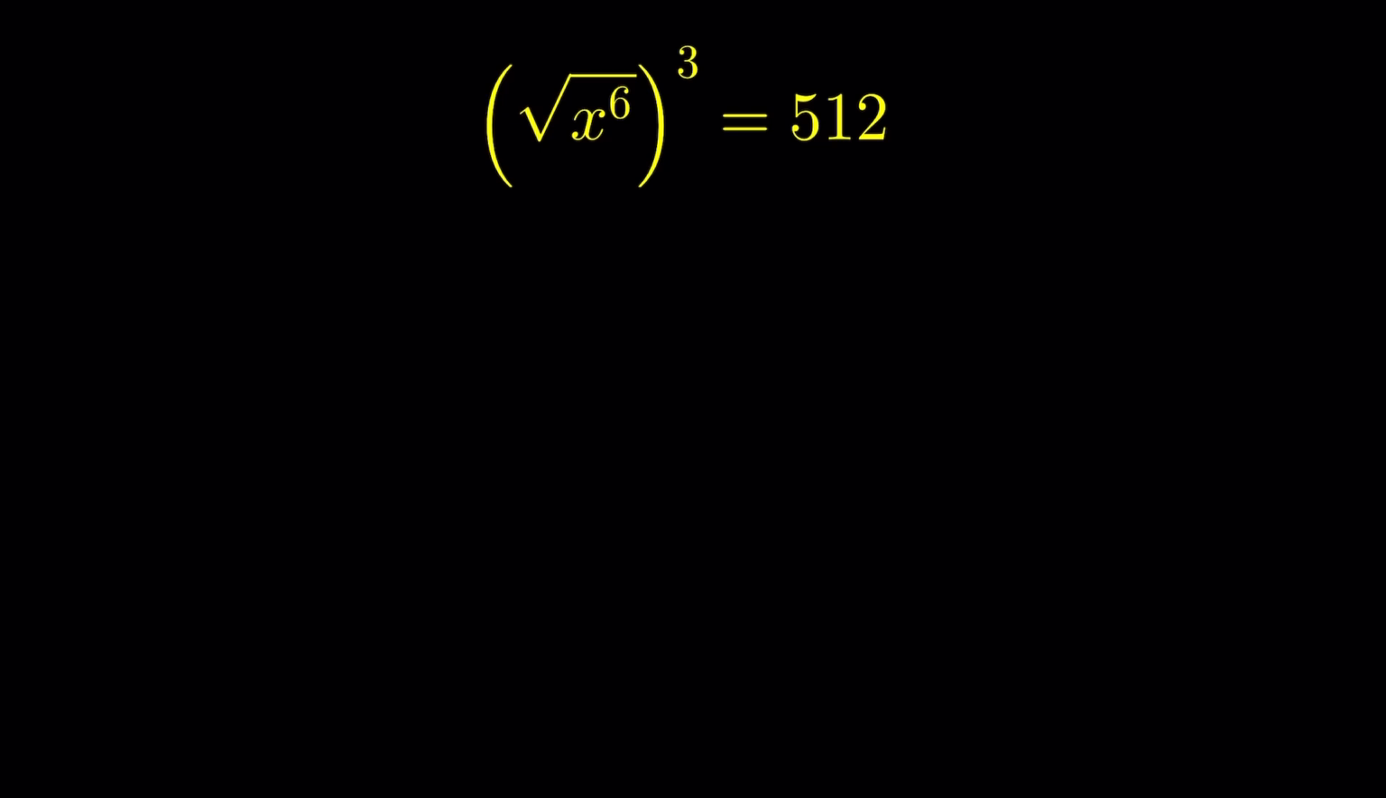(x to the power 6 under square root) whole raised to the power 3 is equal to 512. We have to find the value of x. We can solve it multiple ways.